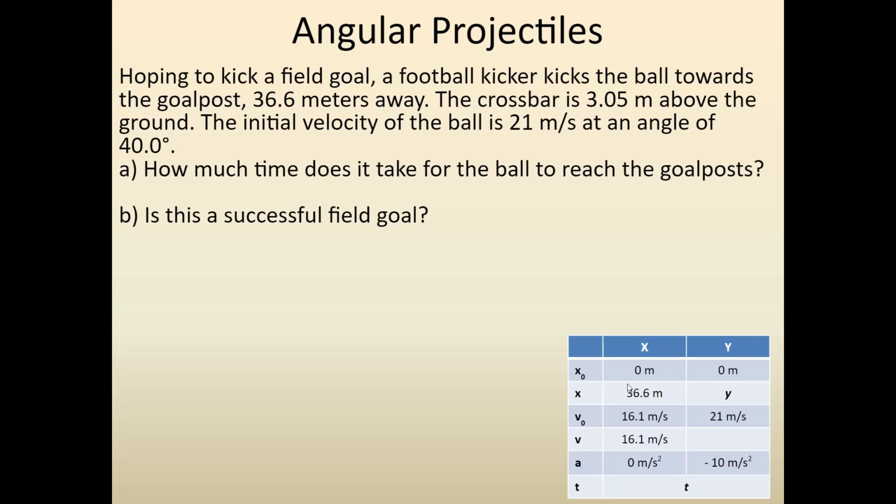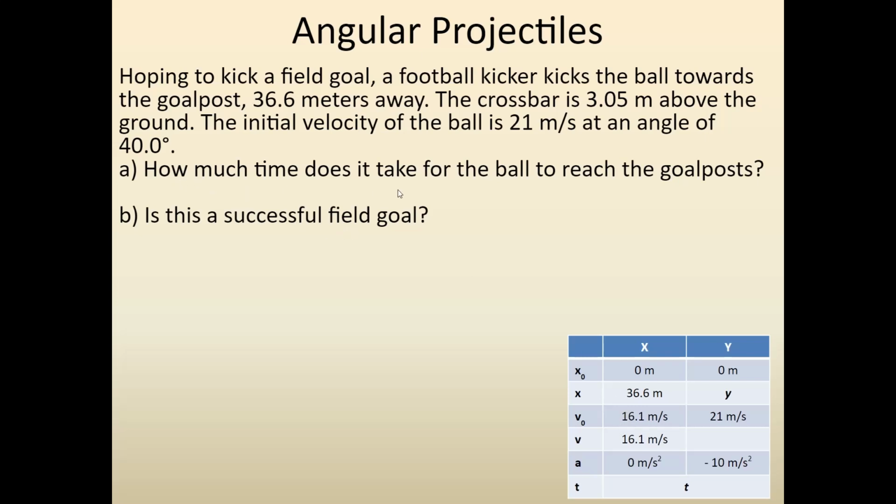It's 36.6 meters away. However, one thing to keep in mind is that this number is not going to be plugged into my XY chart because this is what's called a reference number. They're just telling us that the crossbar is 3.05 meters above the ground, but it doesn't necessarily mean that the football gets to that height. It actually asks later on, is this a successful field goal? So what they really want us to do is compare that final position to this 3.05 to see if it makes it over.